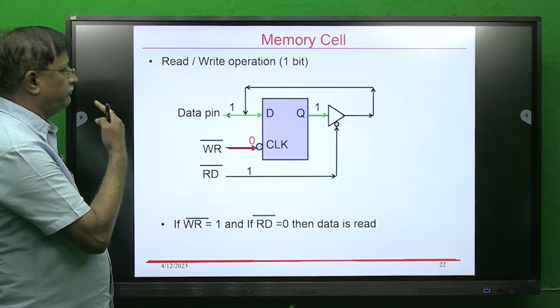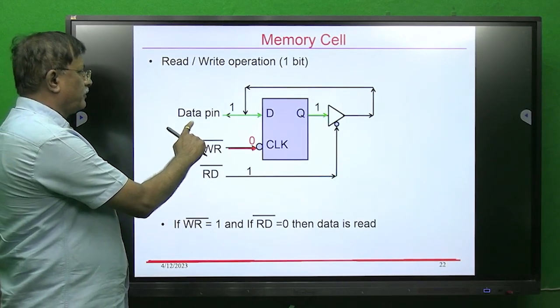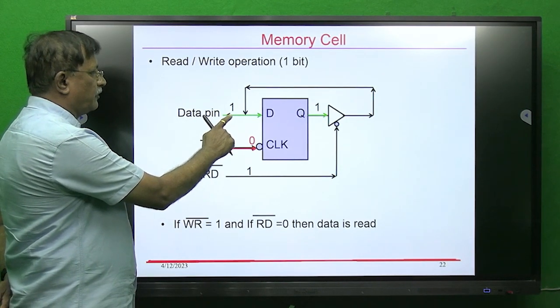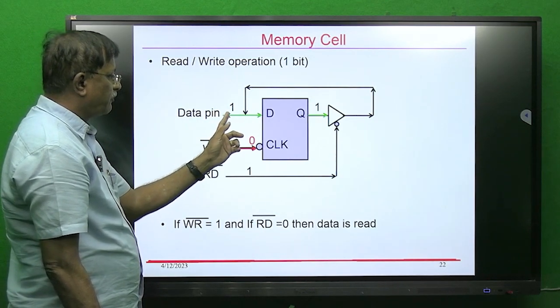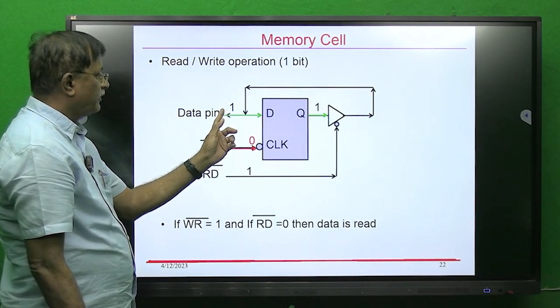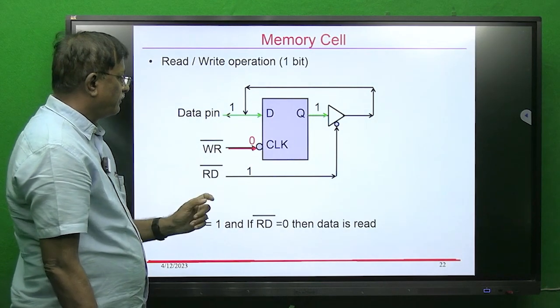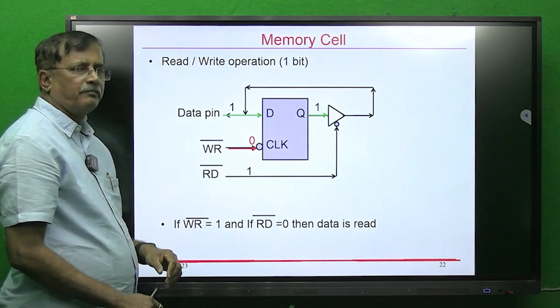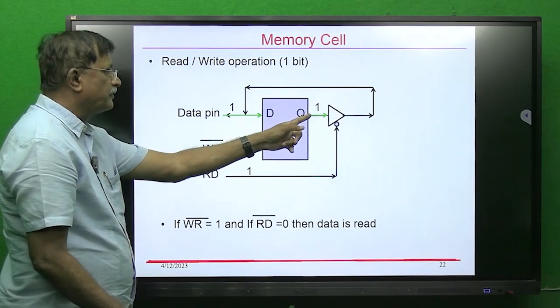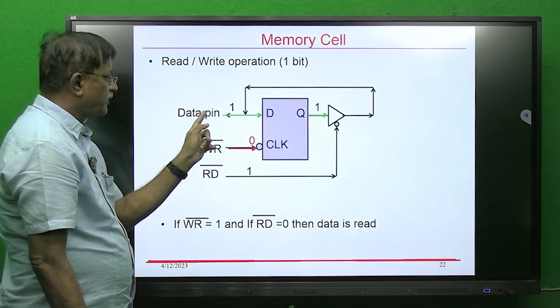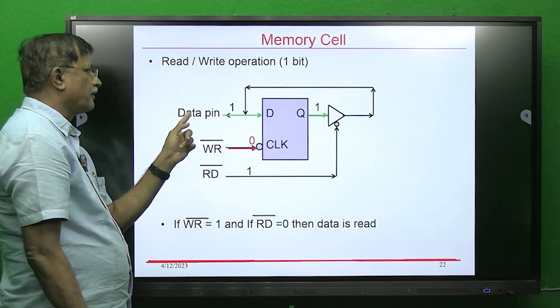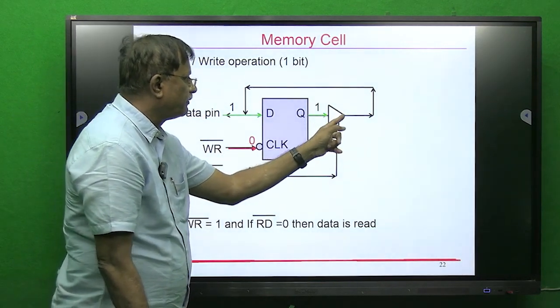So here this data is given by the processor. If the processor data is 1, you get 1 here when the write signal is 0. Similarly, you can read this data via the same line. The processor can send data, the processor can also read data. But while reading data, it will read data via this.